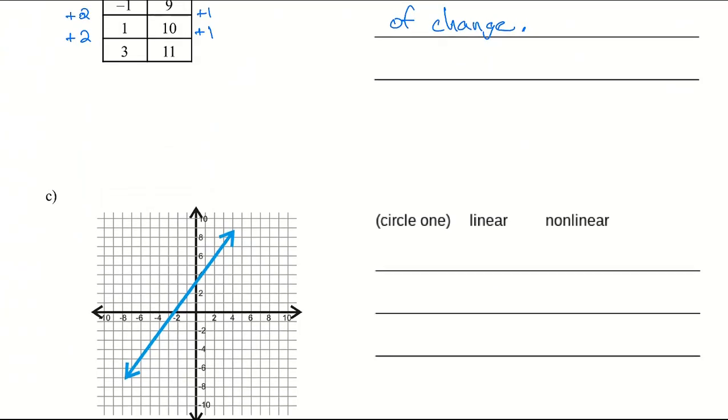And C. Oh, that's the easy one. The graph is a straight line. Which means that this does have a constant rate of change, which also means that you could use either of those explanations if you have a graph. If you don't have a graph, I need to see the constant rate of change explanation.